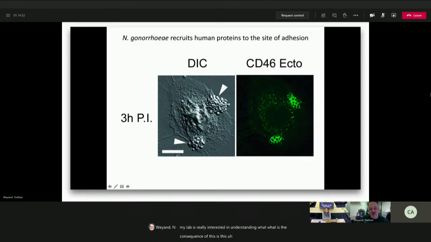And my lab is really interested in understanding what is the consequence of this. Is this a response of the human cell to infection, defending itself, or is this the bacteria manipulating the human cell for its benefit?